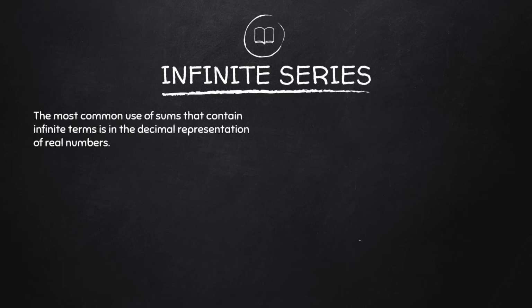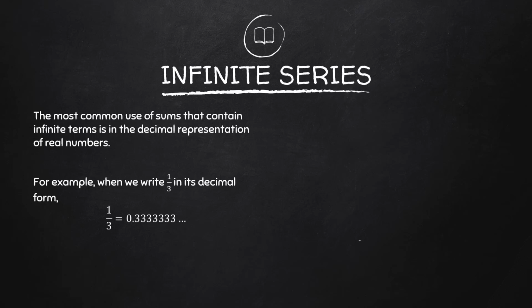The most common use of sums that contain infinite terms is in the decimal representation of real numbers. So what does that mean? For example, when we write 1 divided by 3, this fraction in its decimal form is equal to 0.333333. We have a repeating number here. We are repeating 3 up to infinity. This is similar to saying that 1/3 is equal to 0.3 plus 0.03 plus 0.003 and so on and so forth.